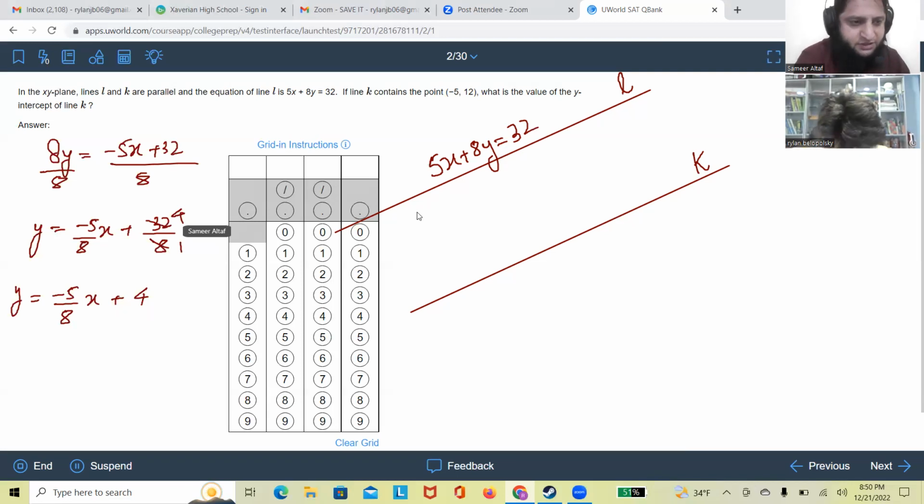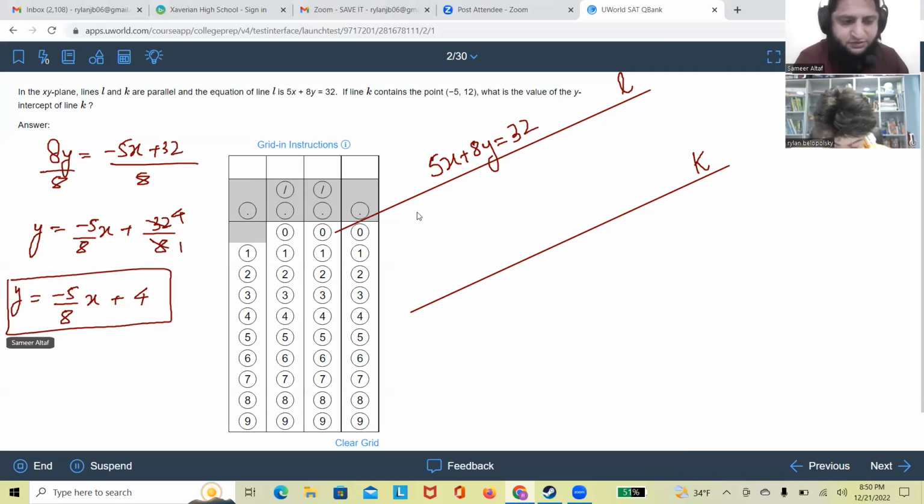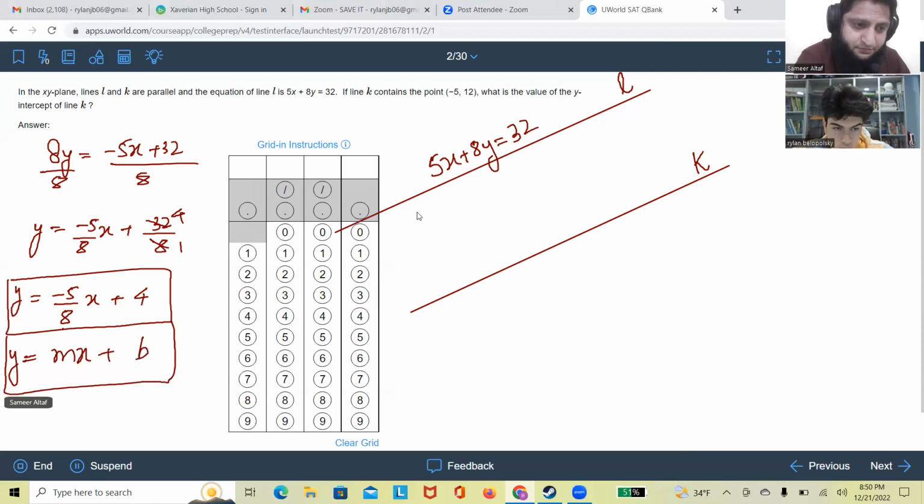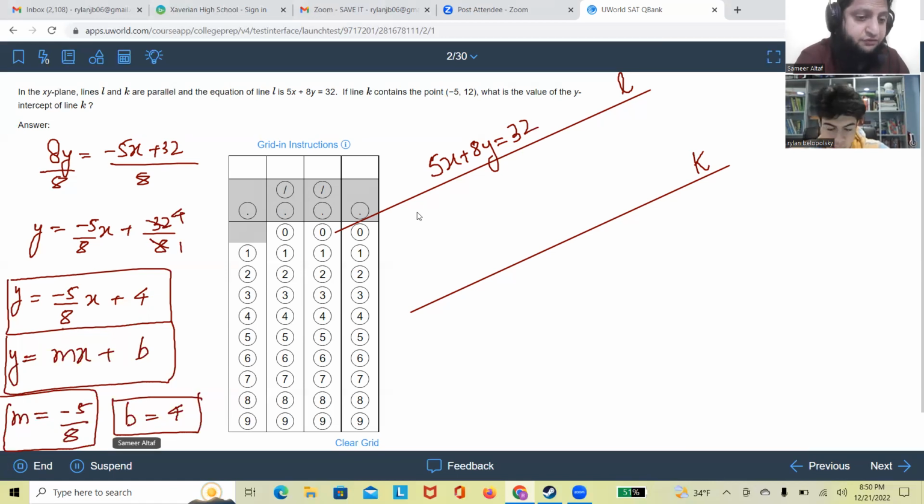So is this the answer which you got? Yeah. So what is the slope now then? Negative 5x over 8 plus 4. Yeah, but when you'll be comparing it with y equals mx plus b, how much will be m? Negative 5 over 8. That is the slope. Rise over run is negative 5 over 8. And what is the y-intercept? 4. And that means it's crossing the y-axis at 4.